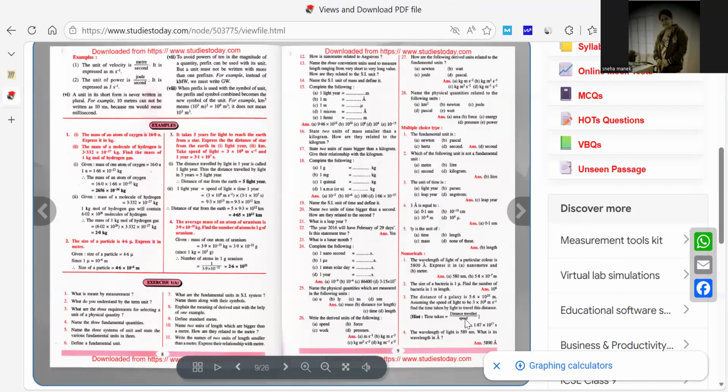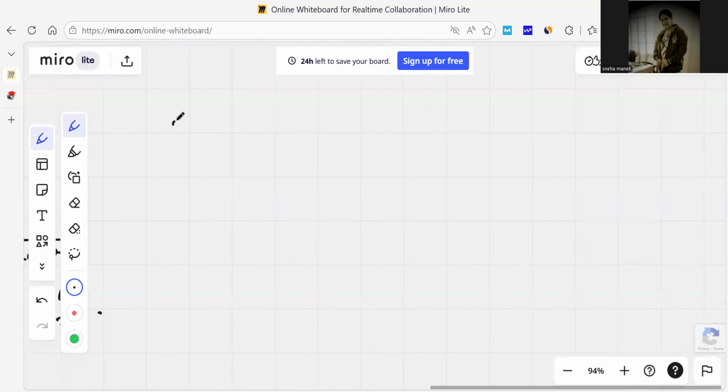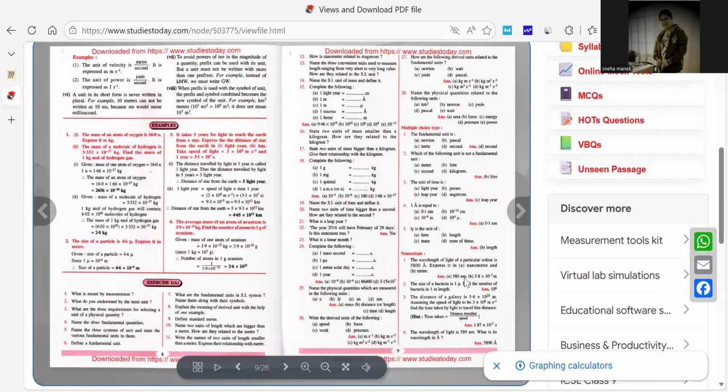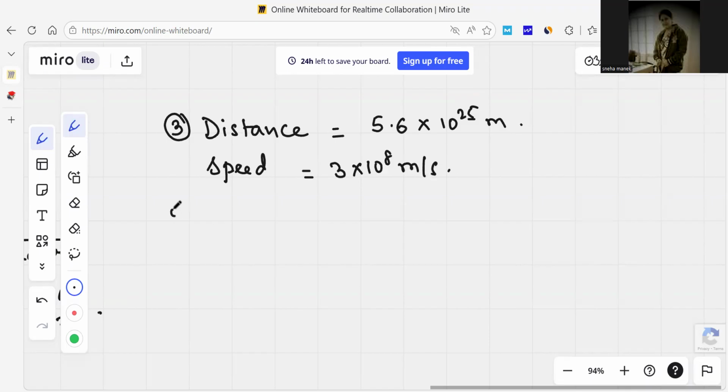So I don't think I need to show this, but for the convenience of all the students, I'll show it. So let's write distance. The distance given is, what was that? 5.6 into 10 to the power 25 meter. And the speed of light, we all know, is 3 into 10 to the power 8 meter per second.